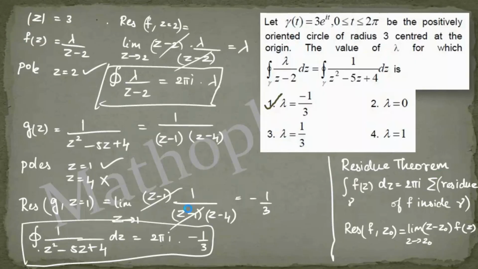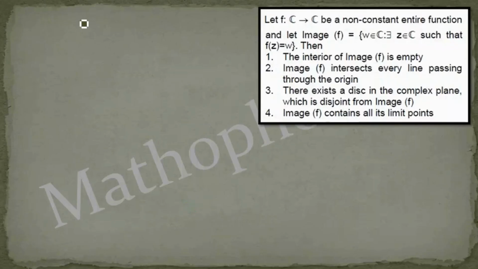Next question பார்க்கலாம். Let f be a non-constant entire function and let image of f is equal to the set of w belonging to C such that there exists z belonging to C such that f of z is equal to w. Then: interior of image of f is empty; image f intersects every line passing through origin; there is a disk in complex plane which is disjoint from image f; and image f contains all its limit points. இதில் எது கரெக்டான ஃபேக்ட்னு ஃபைண்ட் பண்ணணும்.